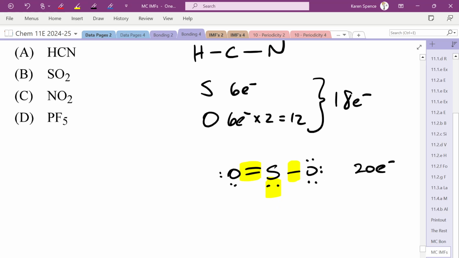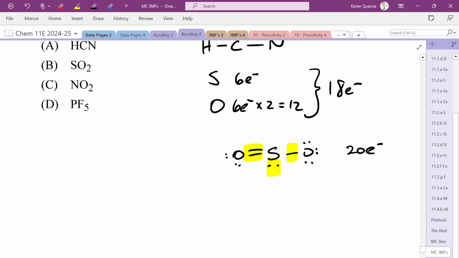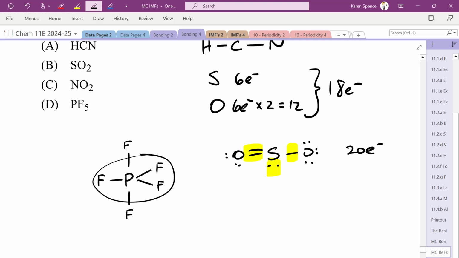Okay? Now, PF5. Polar or non-polar? Non-polar. Remember, that's a little circle, and each of these bonds here, those are all 120 degrees, even though they look different because, you know, we're trying to draw it on a flat piece of paper. So PF5 is non-polar, has no net dipole.